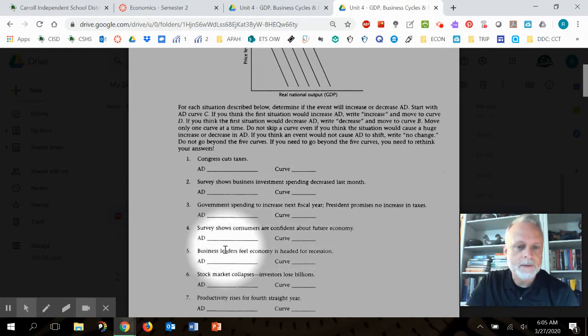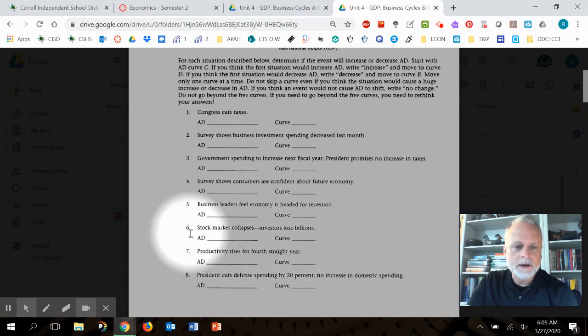Okay, so down to number five, business leaders feel economy is headed for recession. That's a dead giveaway. That's going to be a decrease. That's going to move us back to D. Stock market collapses, investors lose billions. We're going through that right now. Decrease AD. I think that puts us back on curve C.